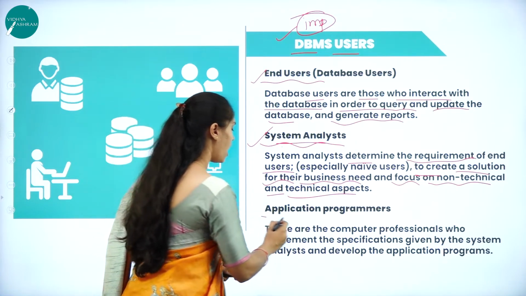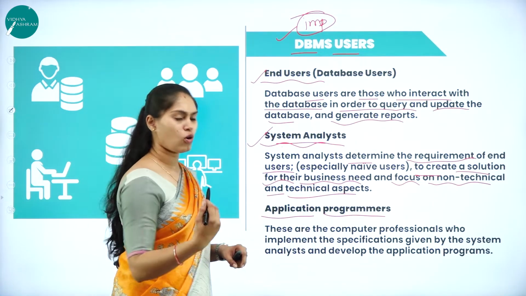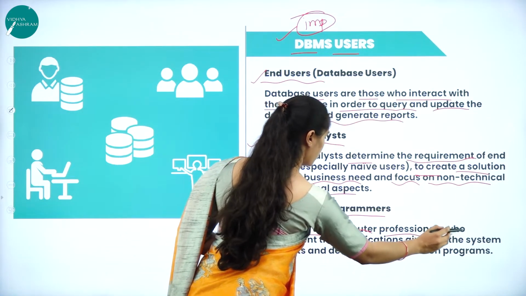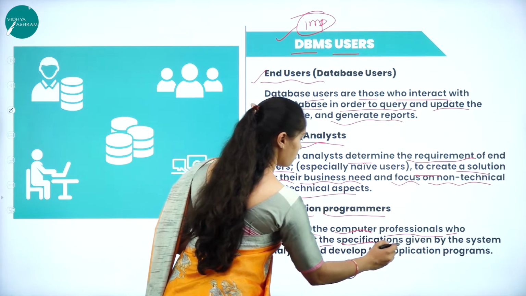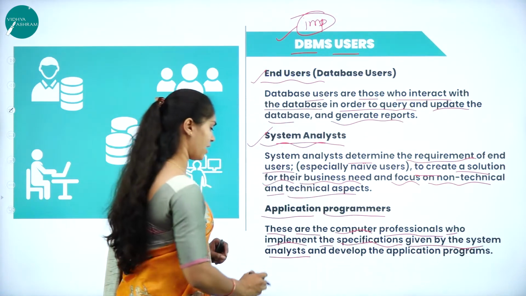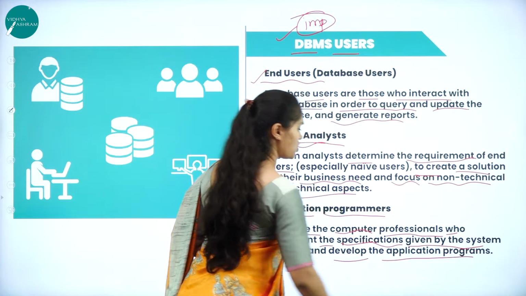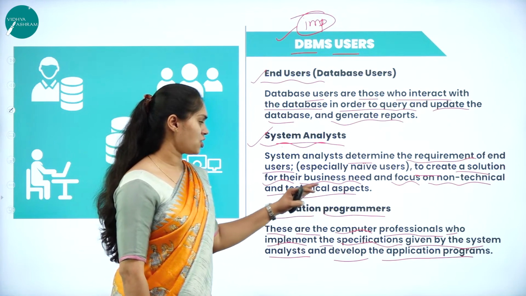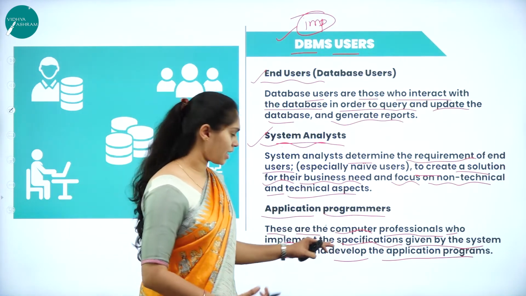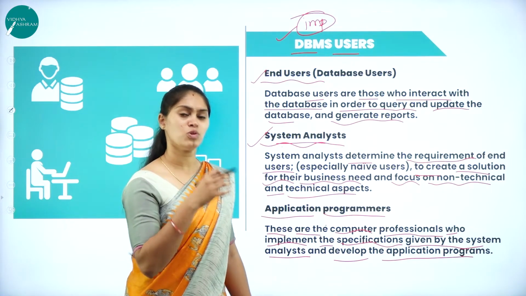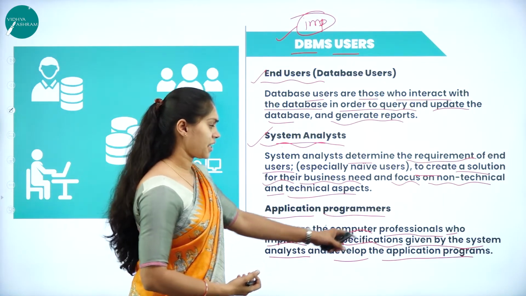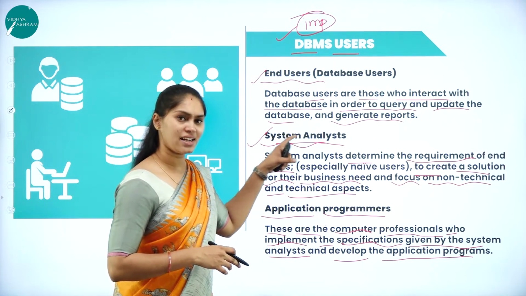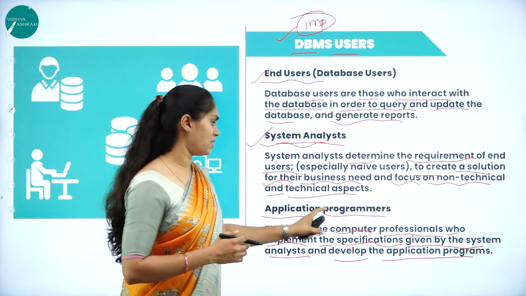Next we have the application programmers. What about the application programmer? These are the computer professionals who implement the specification given by the system analyst and develop the application programs. The application programmers are the computer professionals who generate programs, and they get the analysis from the system analyst. So I am getting the data from the system analyst as an application programmer.